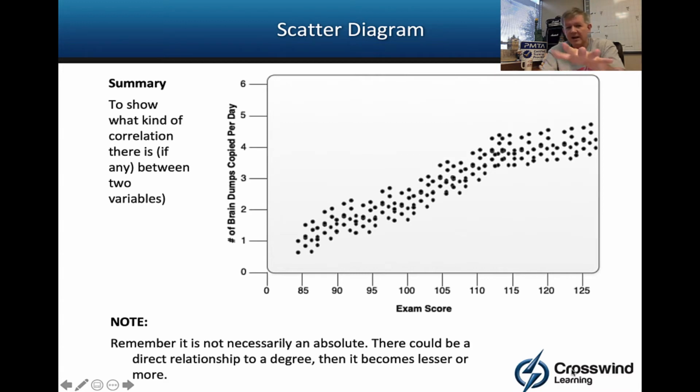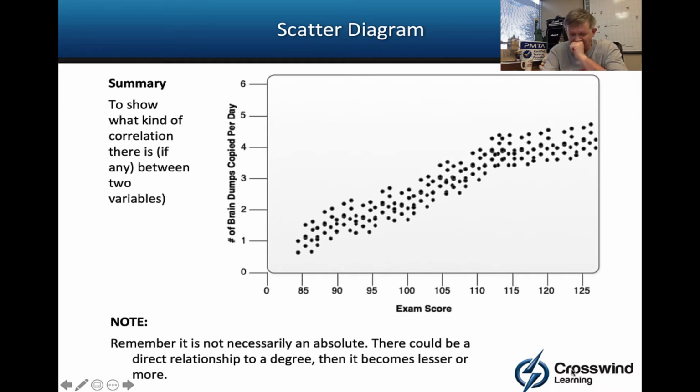So here's the deal. If this were accurate, and I'm trying to show this for illustrative purposes, on one axis you have number of brain dumps copied per day. That's vertical. Horizontal, you have the exam score. And so if we could track that, what this shows is it climbing diagonally until you get to about 4 brain dumps a day, and then it starts to level off. You could say that there appears to be a direct correlation between the number of brain dumps per day and your exam score going up. So the more you do, the more your score goes up, until you get about 4 a day, and then it kind of starts to level off.